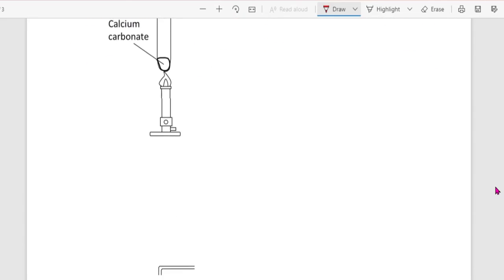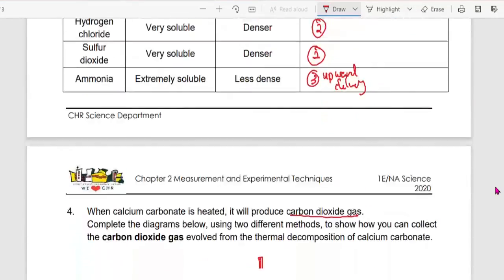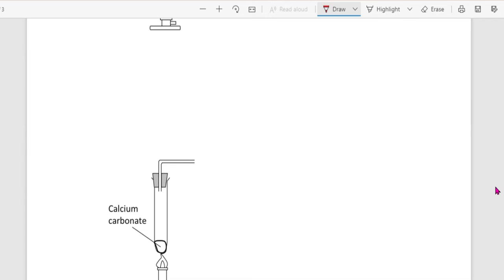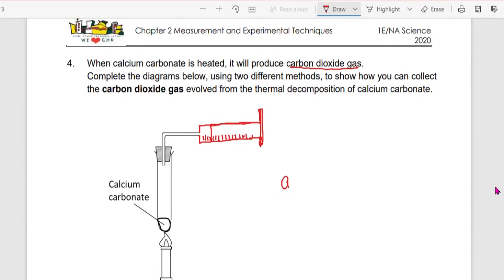Next one, let's draw because the carbon dioxide produced is denser than air, so we need to go for a downward delivery. So we need to have a gas jar. And we will channel the gas in. Okay, channel the gas in. So this is for the downward delivery. This is for the gas syringe method.